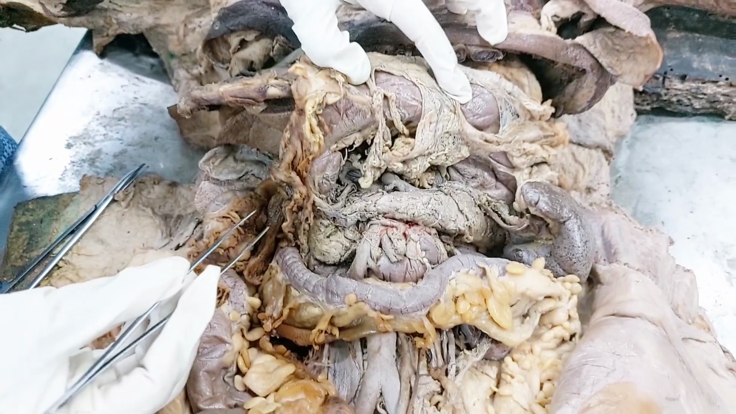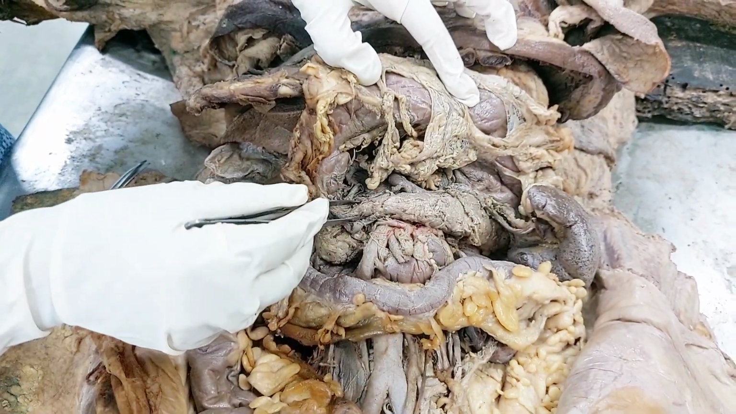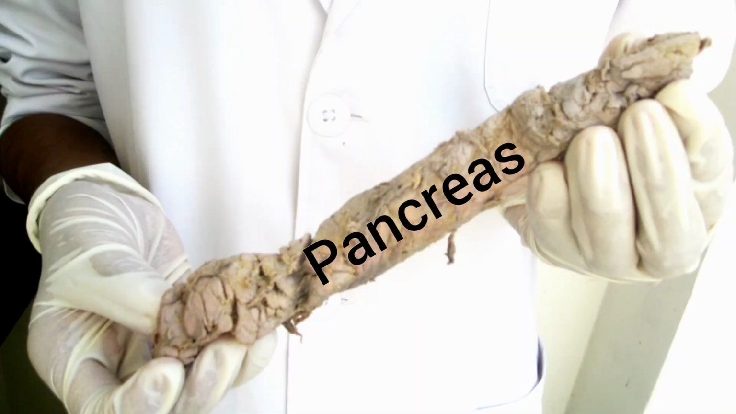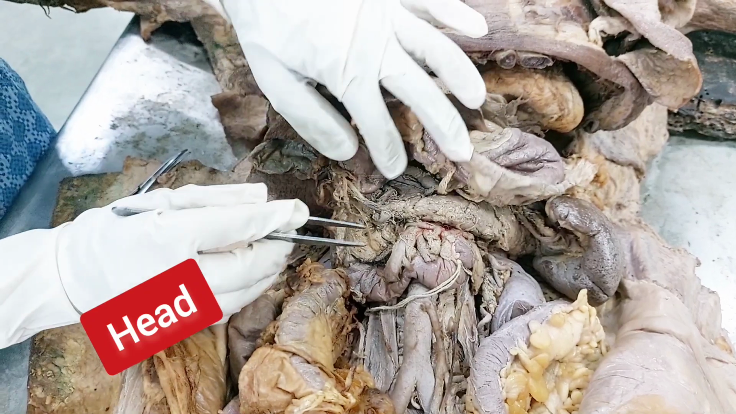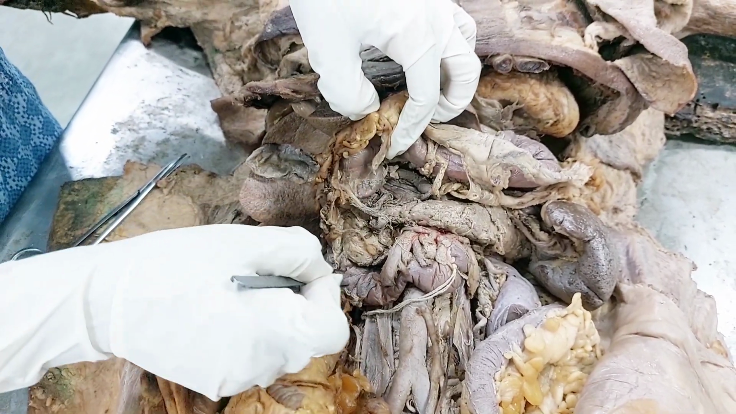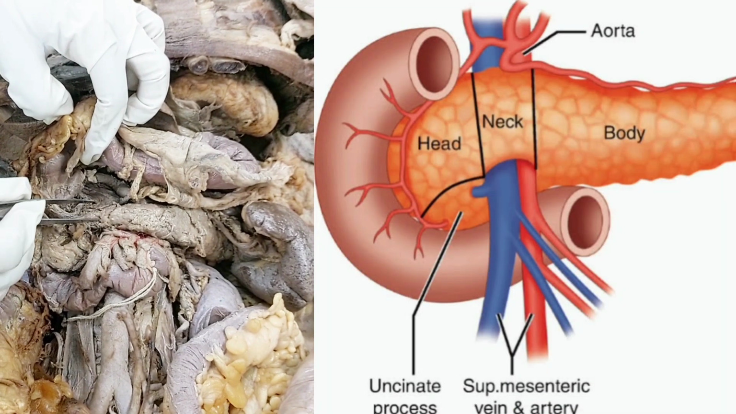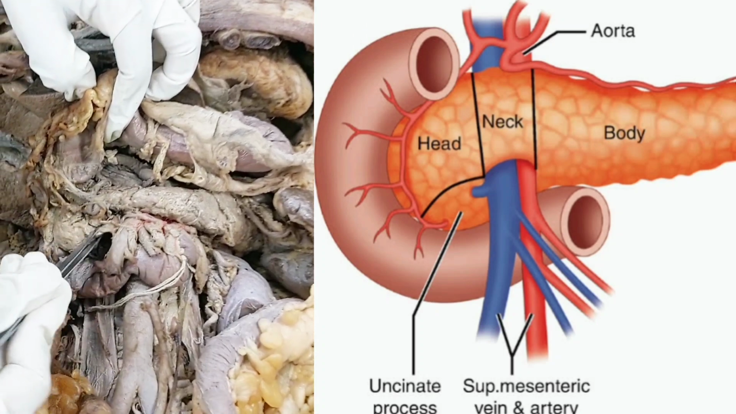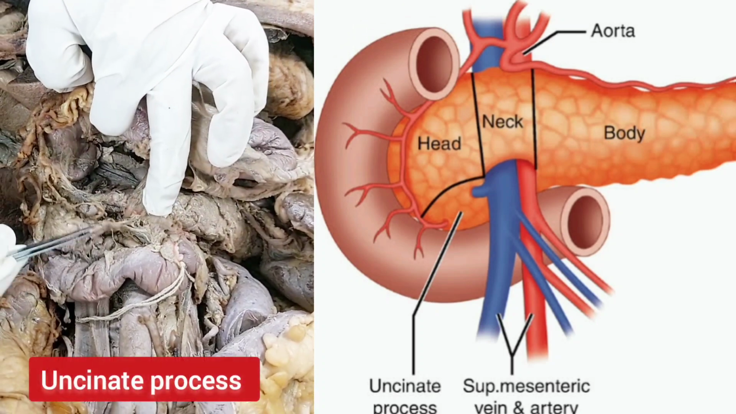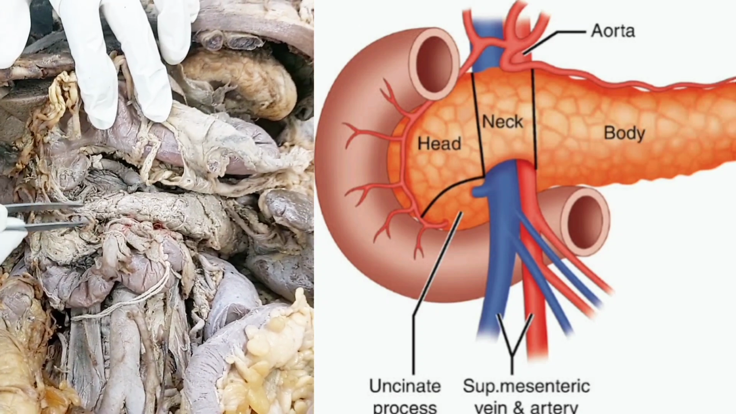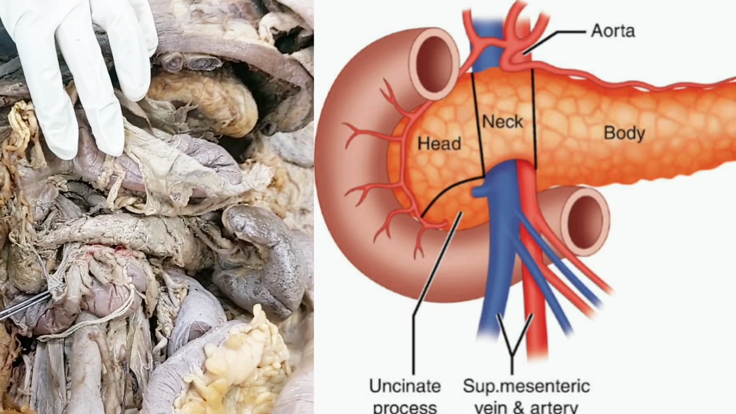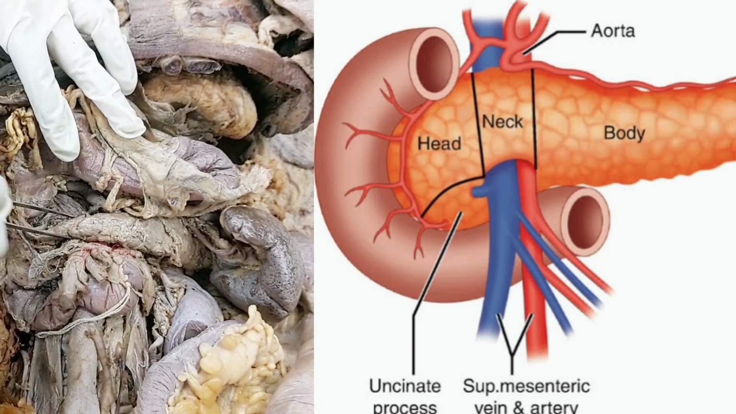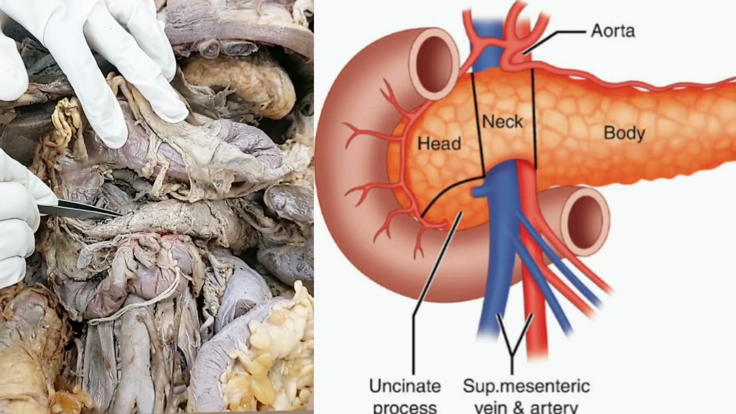Of which the important structure you can see is the pancreas. Yeah, this is pancreas. It has four parts. From right to left, we see the head of the pancreas, which lies within the C-shaped loop of the duodenum, then its extension to the lower part of the head is the uncinate process. Yes, this is uncinate process, and in front of it pass the superior mesenteric artery and the superior mesenteric vein. And just next to the head is the neck.